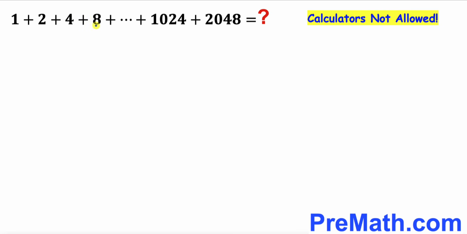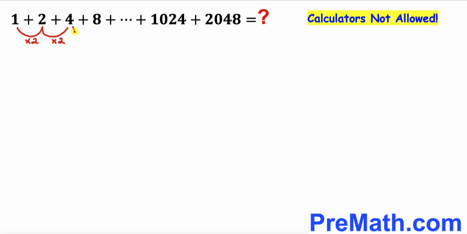Let's go ahead and get started, and let's focus on this series once again. Since we are going to find the sum of this given series, and we are not supposed to be using calculators of any kind, let's make an observation. Let's focus on these two numbers, 1 and 2. We get this 2 by multiplying its preceding number 1 by 2. Likewise, let's focus on the next two numbers, 2 and 4. We get 4 by multiplying its preceding number 2 by 2. So this is going to be multiplying by 2.